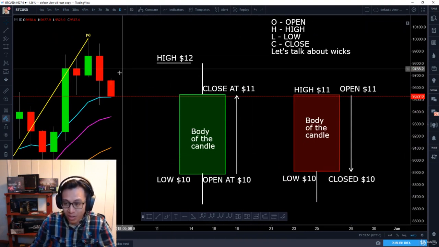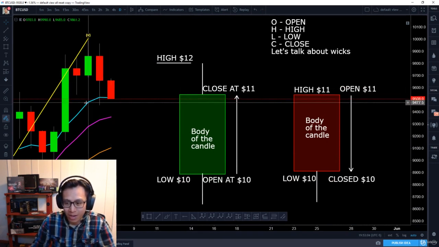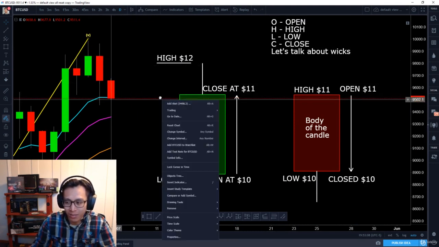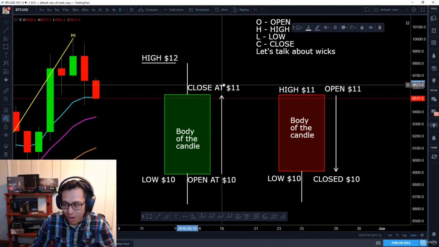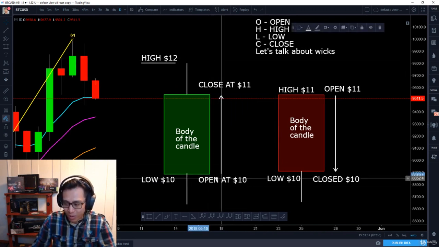Now let's introduce another concept of a wick down here, okay? And we see that often. Do you guys see this candle right here? It has a wick on the downside, right? And it has a wick on the upside, and it has the body of the candle right here as well, right? Okay, I'm sure you guys do see that. So let's talk about what happened here.